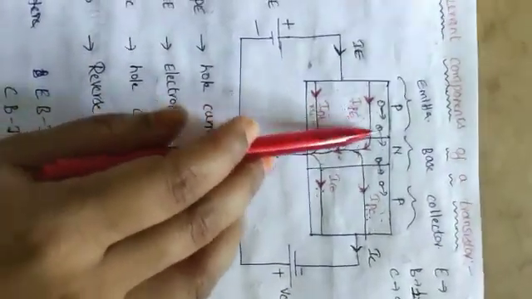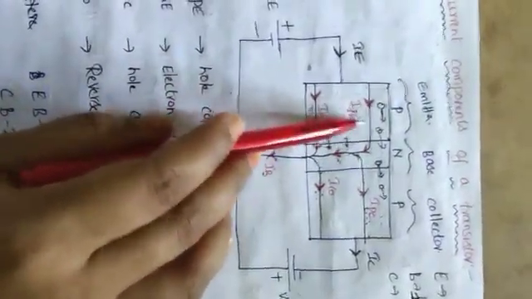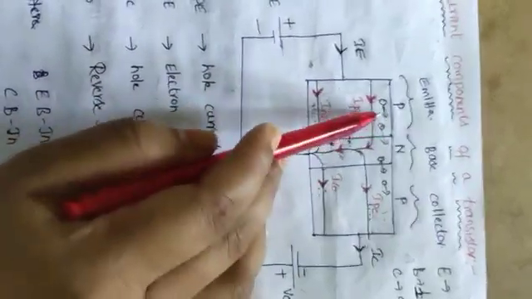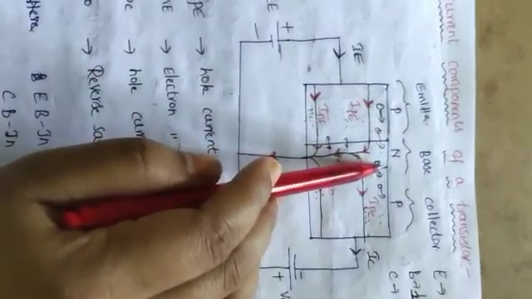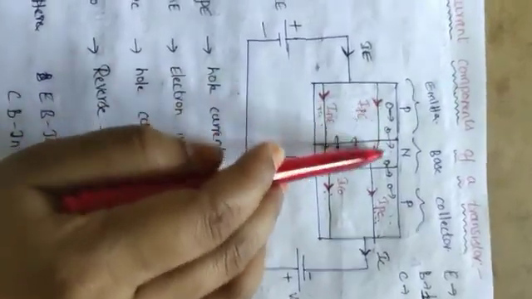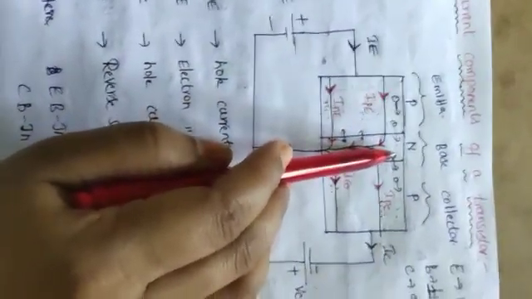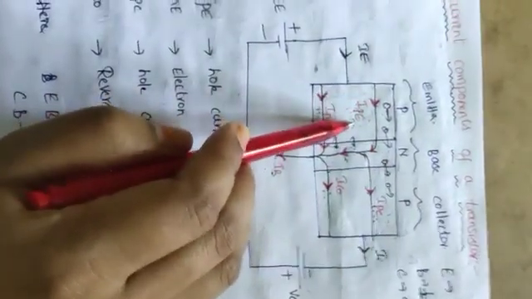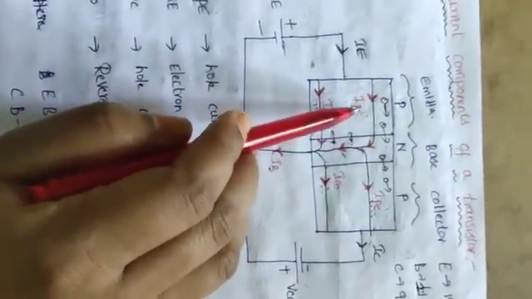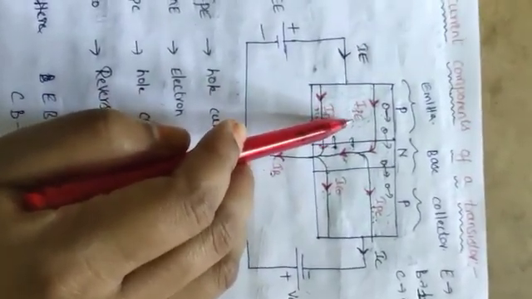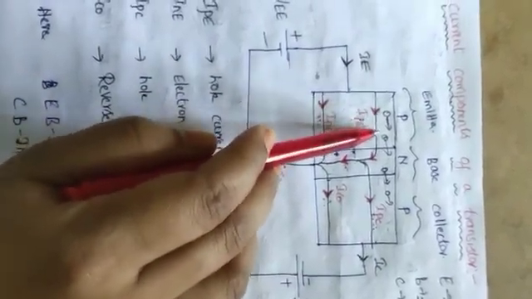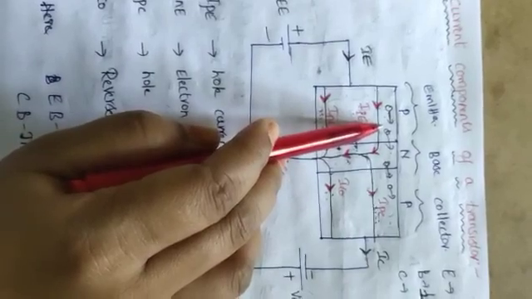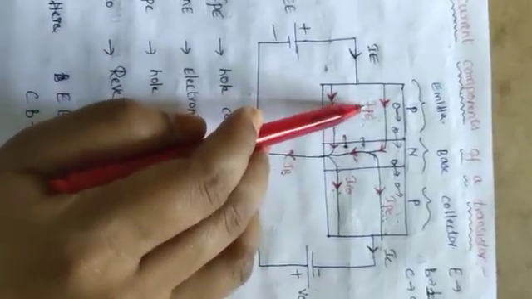What are the majority charge carriers in the P region? Holes. Holes are moving from the emitter to the base region, and IPE is the hole current in the emitter region. The direction of hole current is always in the direction of hole movement, so it is represented like this.